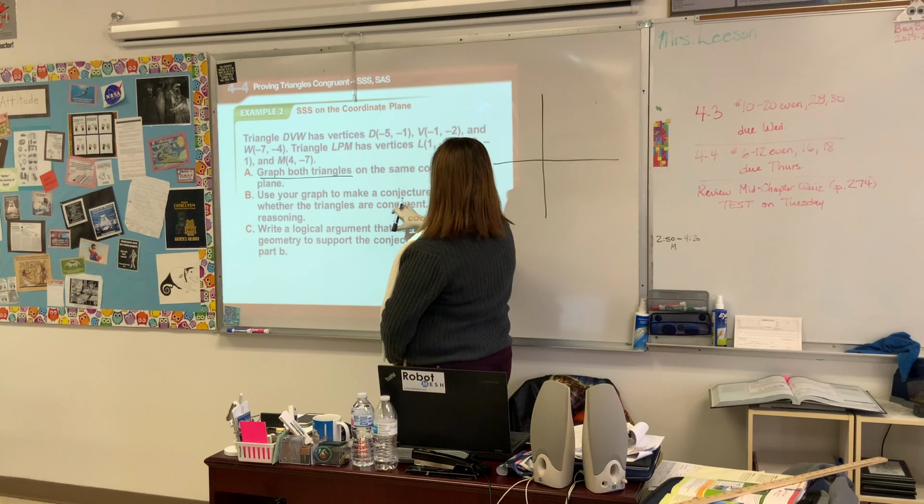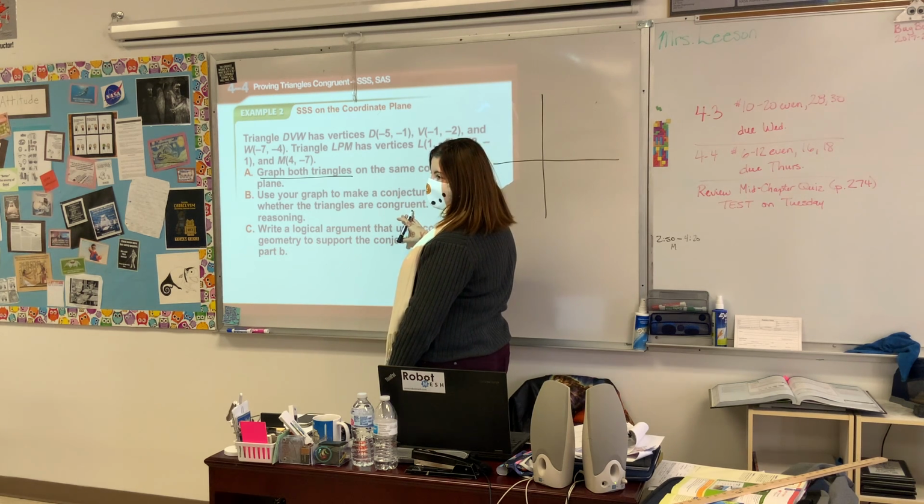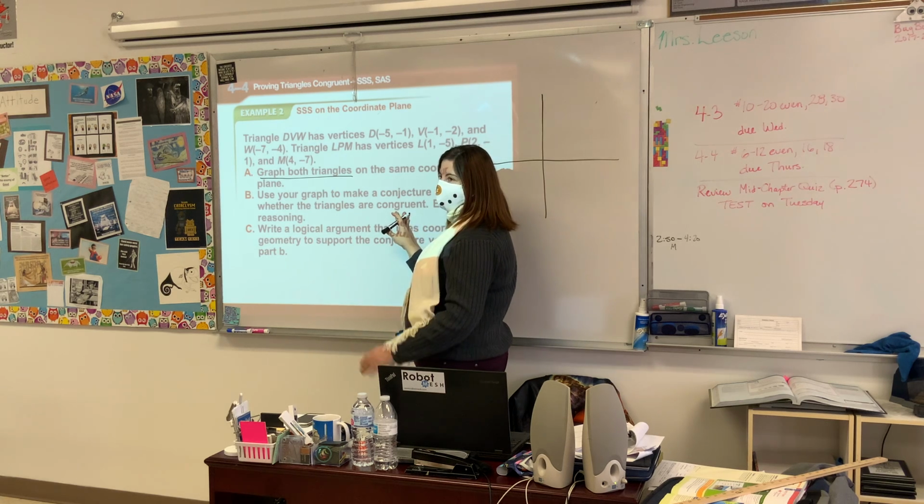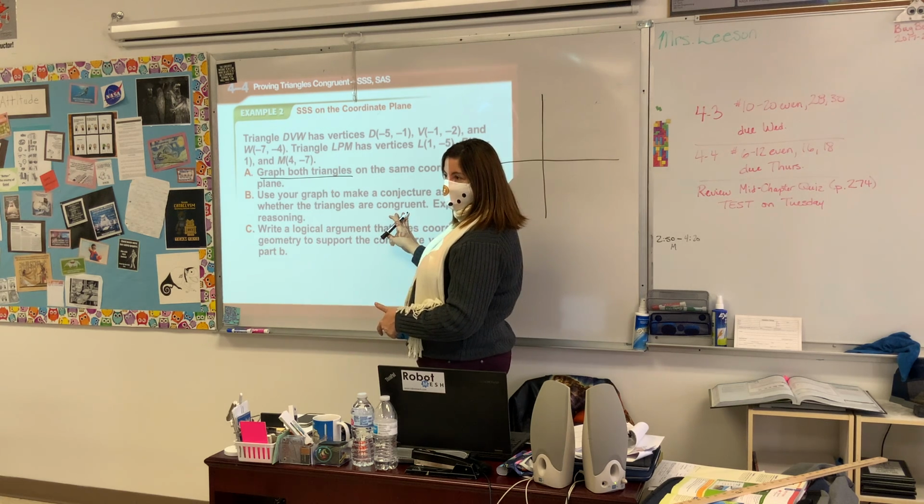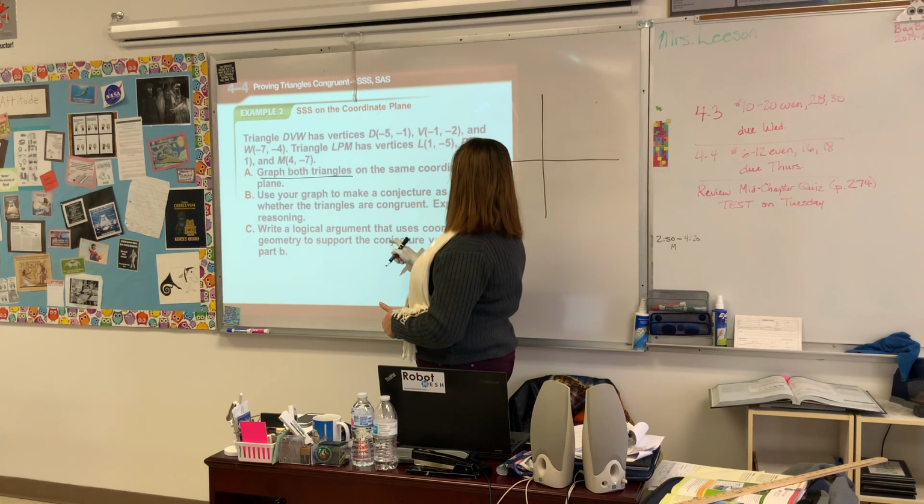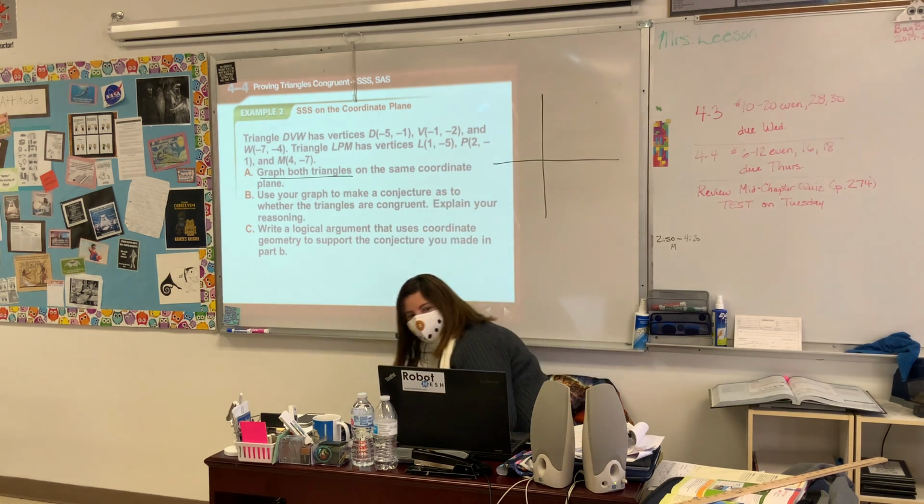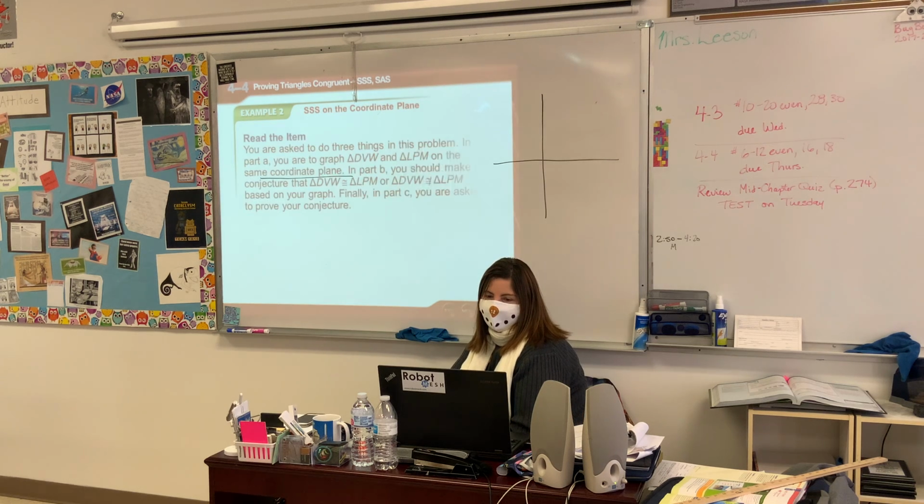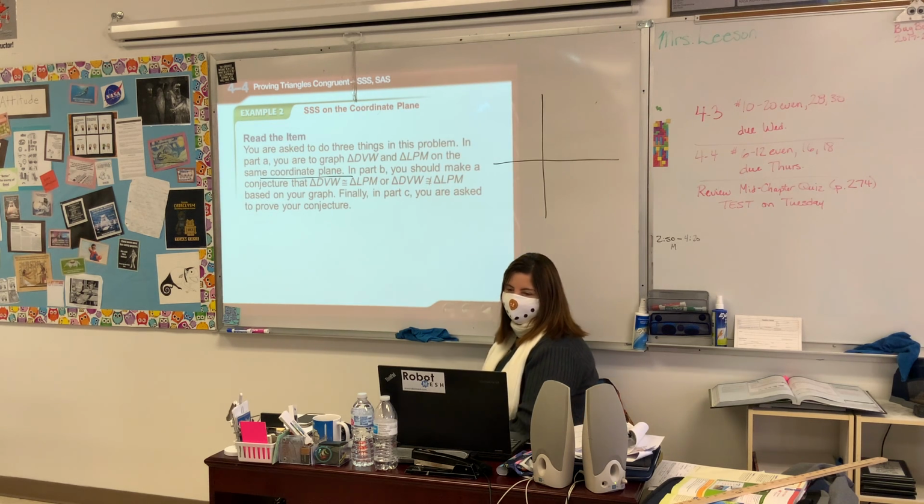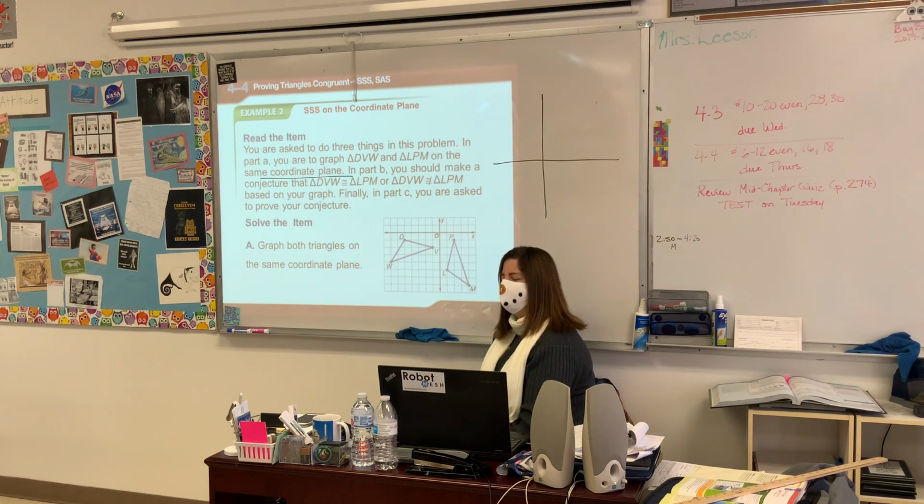Then we need to use the graph to make a conjecture as to whether they're congruent or not and explain. So this is where we're going to have to match those corresponding parts, right? And then it says, write a logical argument that uses coordinate geometry to support the conjecture you made. Okay. So we already kind of read through that. Here's where they graph things.